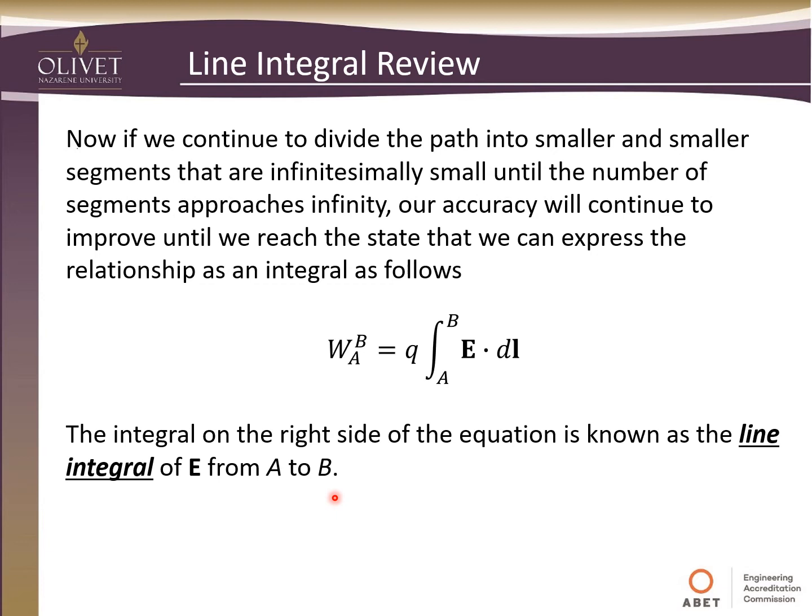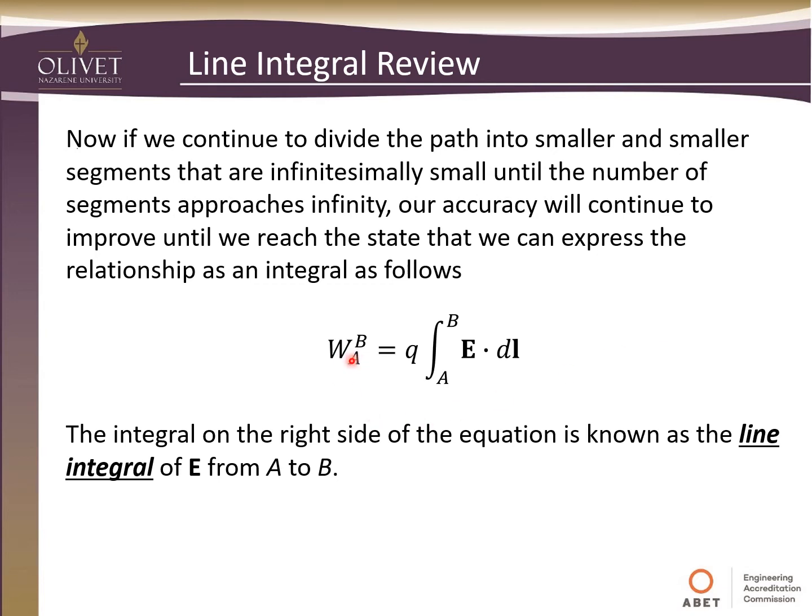So if we continue to divide this path into smaller and smaller segments that are infinitesimally small until the number of the segments approaches infinity, of course the accuracy will continue to improve. We've learned this from calculus, the fundamental rule of calculus, so we can reach the state where we can just write this as an integral, right? So that's really what the integral sign means, is we're letting those segments continually get smaller and smaller. And so now we have this integral form of the equation to express the work.